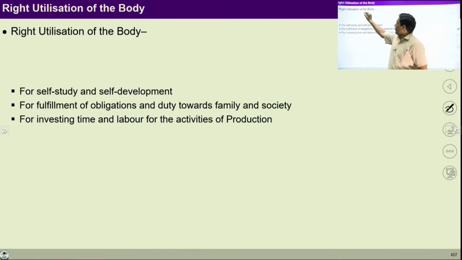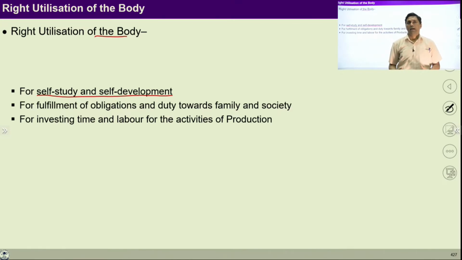Then right utilization of body. It is a very important part. As a human being, I have this body as an instrument, and through this body I can participate in larger order. That's why there is a need to ensure right utilization of body. So we have to rightly utilize my body because I want to develop myself, because I want to ensure growth in my consciousness, I want to do self-study, and for all these there will be a need of the body.